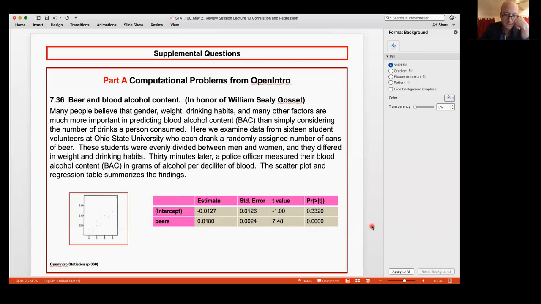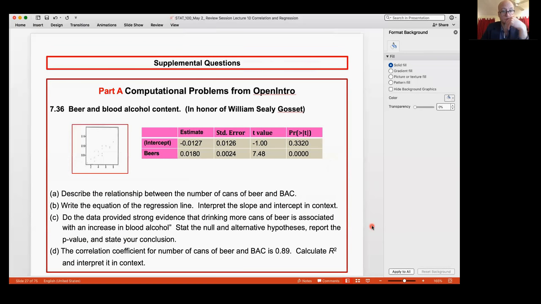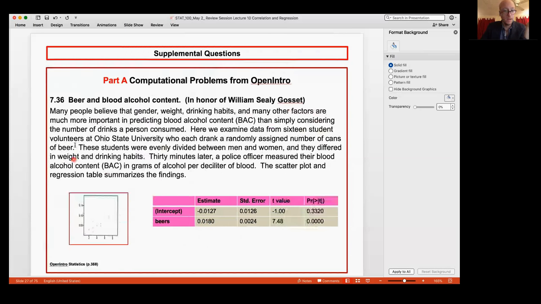Okay, so it looks like beers are linearly associated with blood alcohol content, but the intercept is zero. That's why I said here that you can describe the relationship. It seems to be a positive linear relationship. You can write out the regression line. This is just something to think about and interpret in context. As I said before, units matter. So you're going to talk about a 1 unit increase in beers increasing blood alcohol content by basically 0.018 grams of alcohol per deciliter of blood.